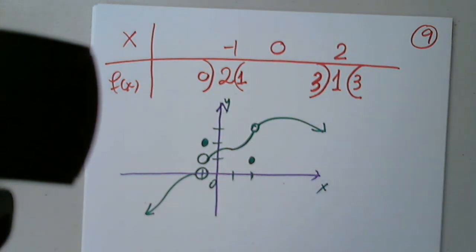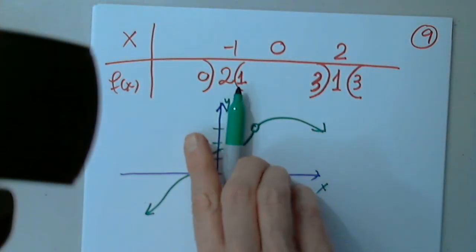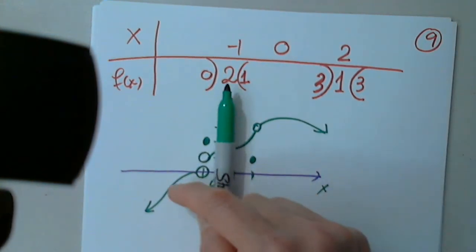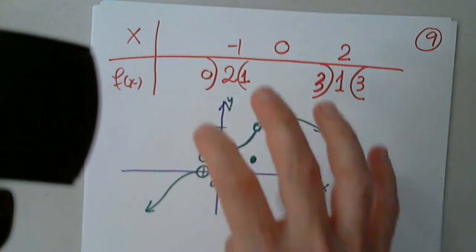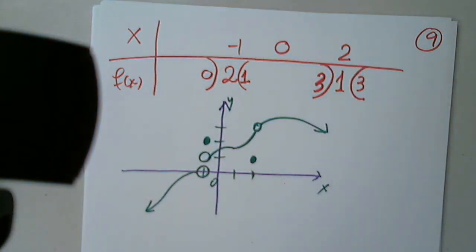You can get creative, put a vertical asymptote here if that's what you want. Who cares? As long as the given conditions are fulfilled, you can get creative and do whatever you want. But this is an example of a function that fulfills the given conditions in the problem.